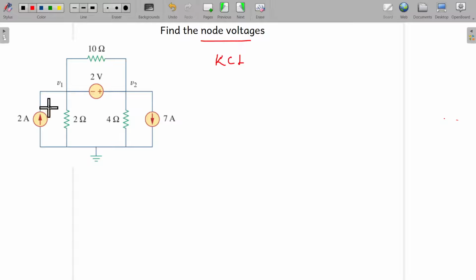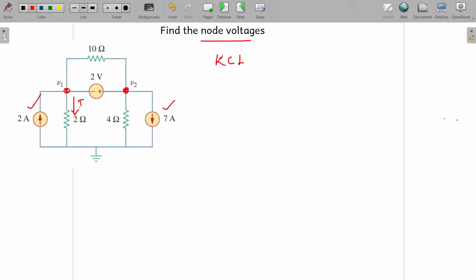In that case, these nodes play an important role, and we must also mark the currents flowing through the particular paths. Through this path 2 ampere current is already given. Through this path 7 amps current is given. But other than these, we have this path and this path available. Three paths are available where the flowing current is not mentioned, so we need to mark the current.